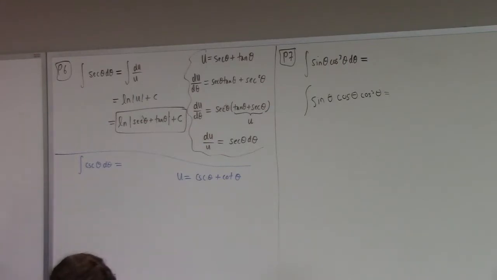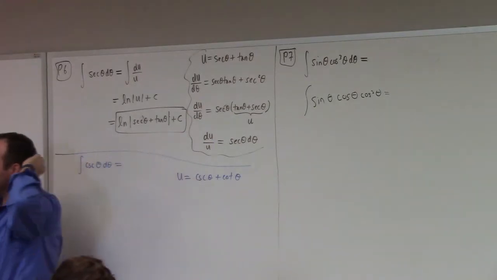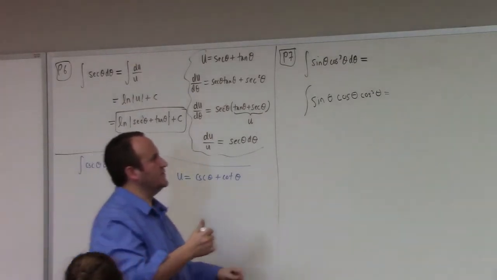I won't work it out. Oh, I think this one, did I already do that one by accident over there? I did cosines, what did I do? Cosine squared. Oh, this is sine times cosine cubed.